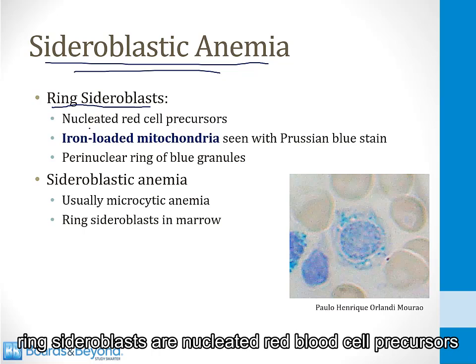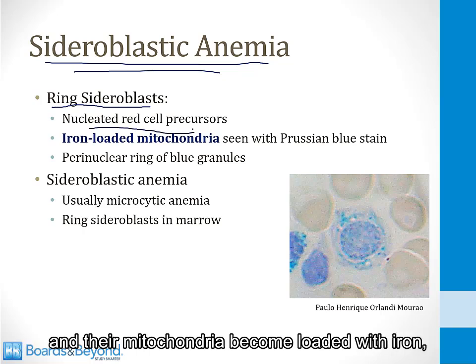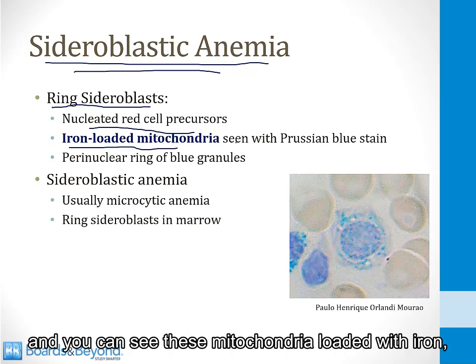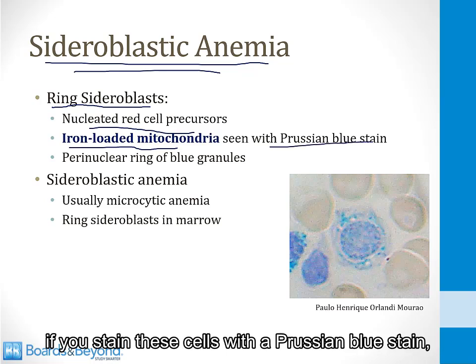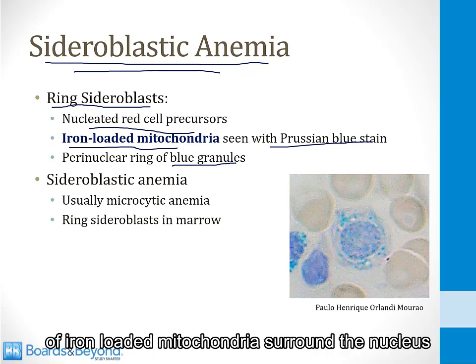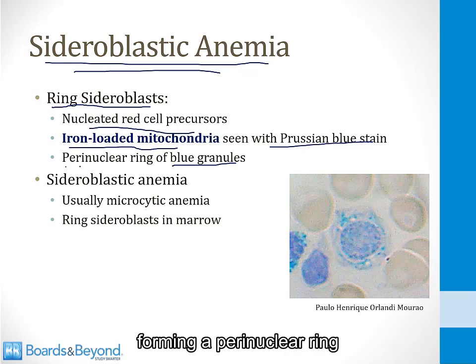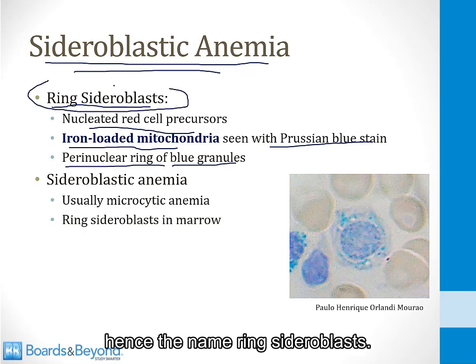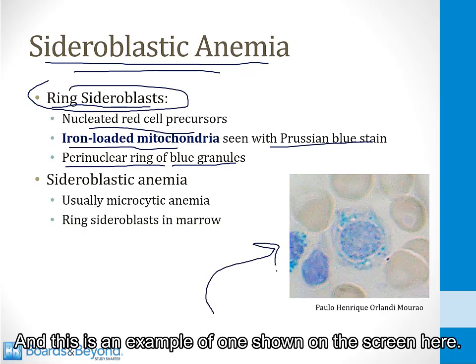Ringed sideroblasts are nucleated red blood cell precursors, and their mitochondria become loaded with iron. We'll talk about why this happens in a minute. You can see these iron-loaded mitochondria if you stain these cells with a Prussian blue stain. In a ringed sideroblast, the blue granules of iron-loaded mitochondria surround the nucleus, forming a perinuclear ring, hence the name ringed sideroblast. This is an example of one shown on the screen here.